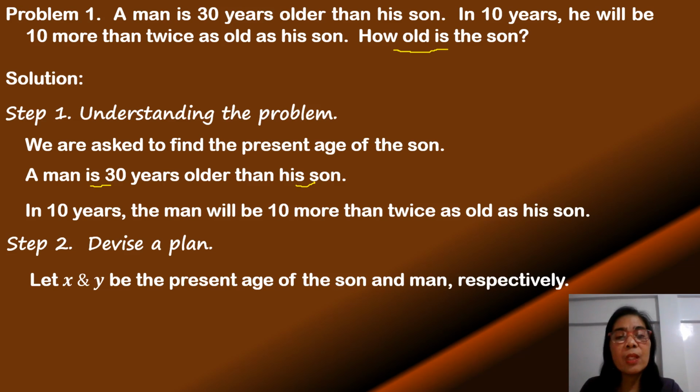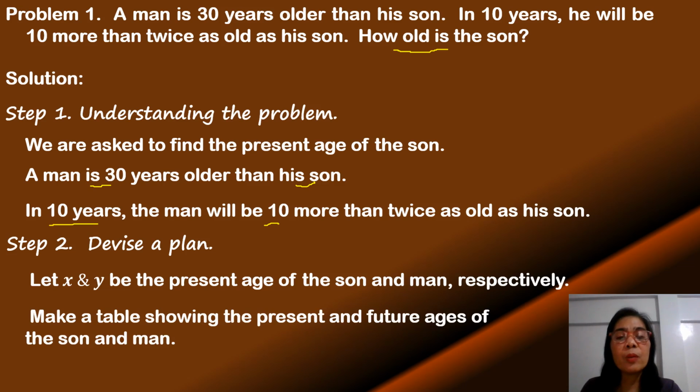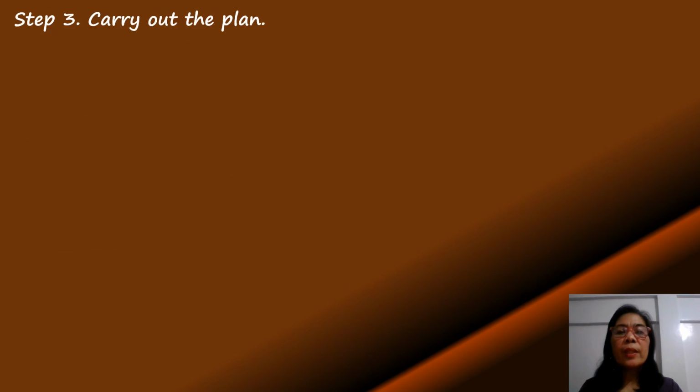In the second condition, we're given in 10 years the man will be 10 more than twice as old as his son. So we are referring here to the future ages of the man and the son. And so we're going to construct the table showing the present and future ages of the son and the man. We are now ready to carry out our plan. That is, we are going to construct the table of ages of the son and the man.